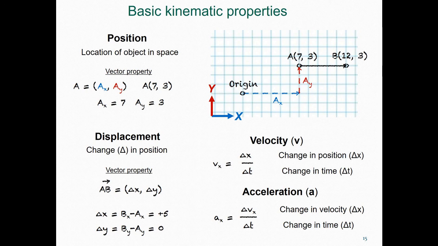Lastly, acceleration. And here again, we're going to be talking about the x-axis. So a subscript x, standing for acceleration, is going to be telling us about how quickly a change in velocity occurs. And so here we have the change in velocity in the x-axis divided by the change in time.